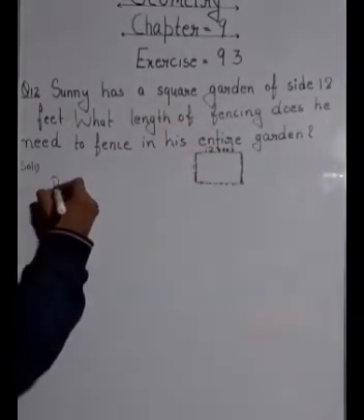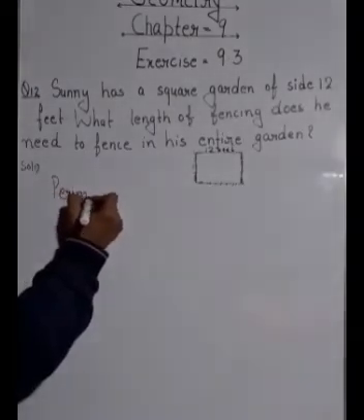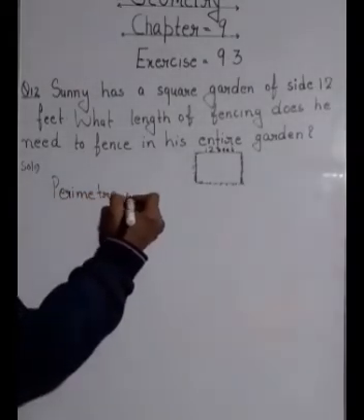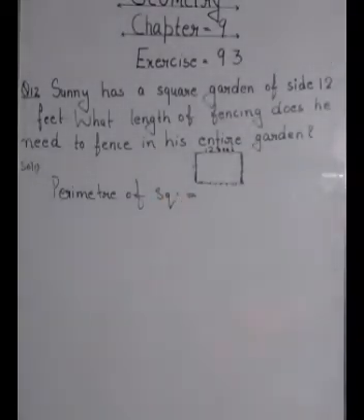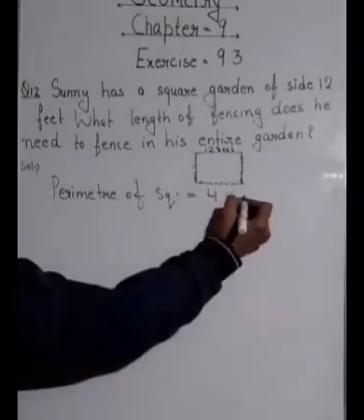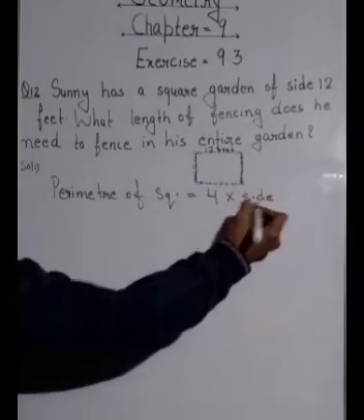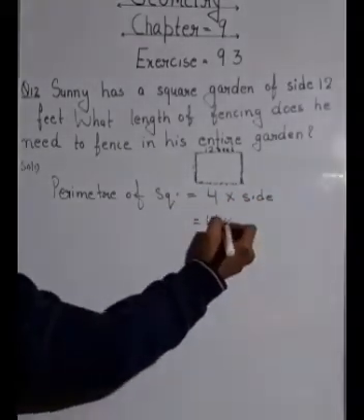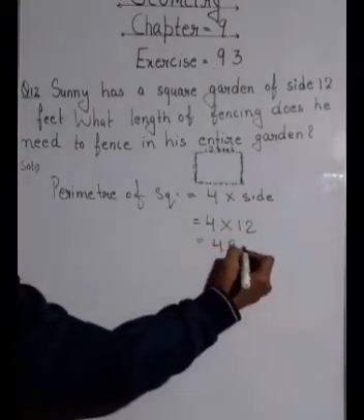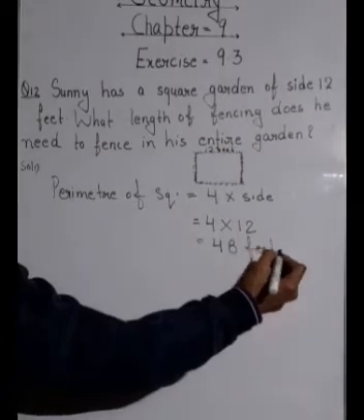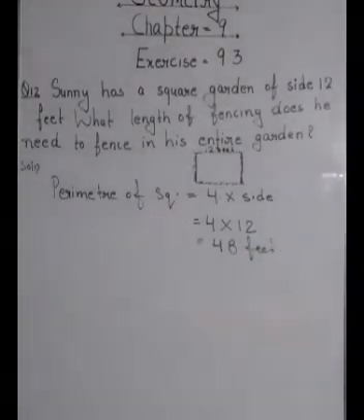Okay, so you will write perimeter of square. What was the formula for finding the perimeter of a square? That is 4 into side. This was the formula. So 4 into, what is your side? They have given you 12. Now 12 fours are 48 and the unit is feet. It means how much fencing does he need? He needs 48 feet of fencing to cover his entire garden.